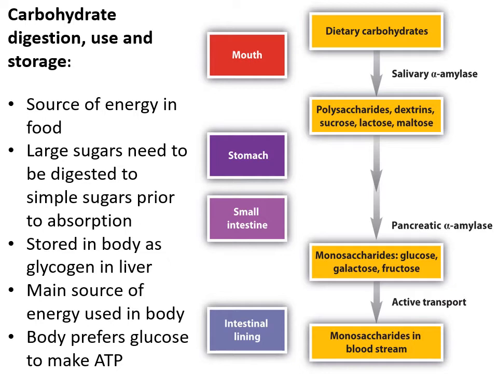So anyways, once they arrive into the stomach, there's very little digestion that occurs in the stomach for carbohydrates. It's a very acidic environment. The stomach has multiple layers of muscle that can churn the food and also move it forward into the small intestine, where there's pancreatic amylases.